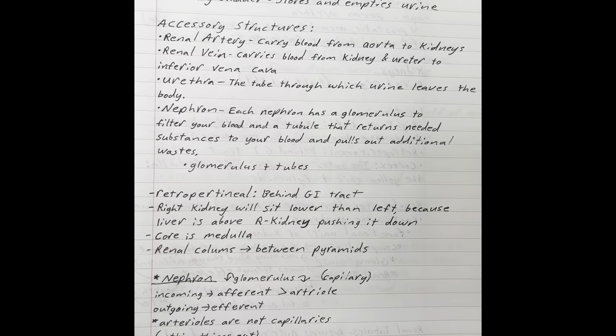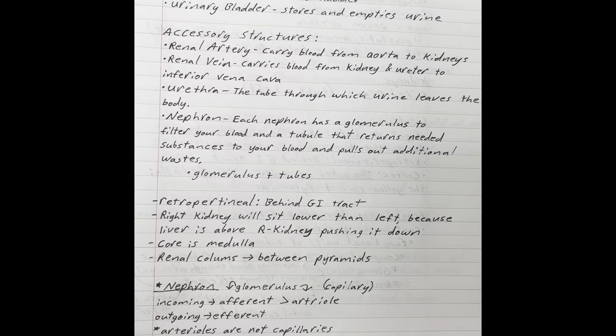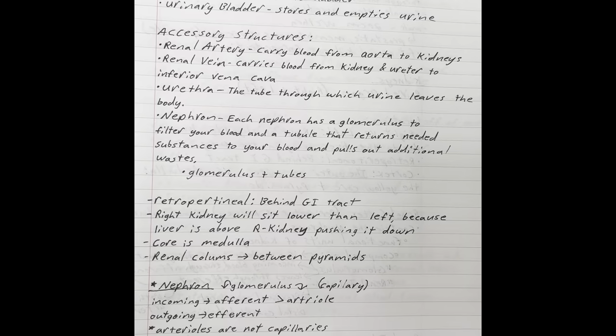The renal vein carries blood from the kidneys to the inferior vena cava. Urethra: the tube through which urine leaves the body.